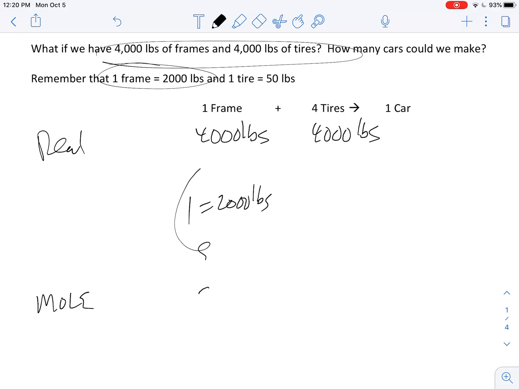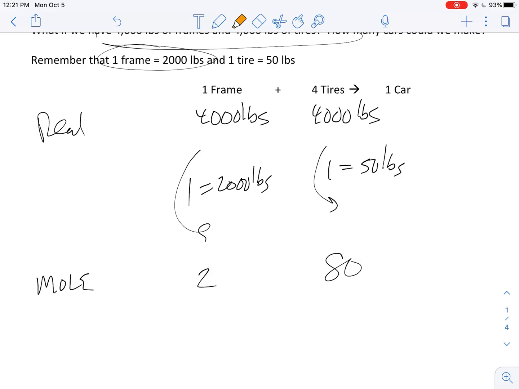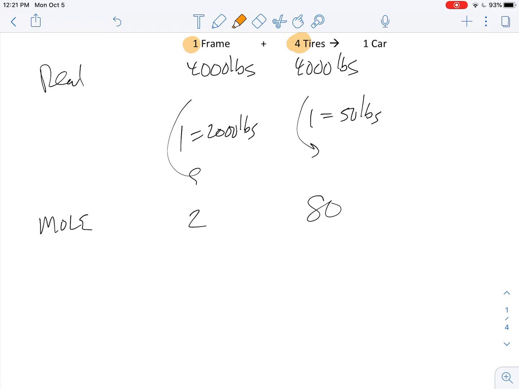So in reality, I only have two frames. And each tire is only 50 pounds, so if I have 4,000 pounds at 50 pounds per tire, I have 80 tires. So I have two frames and 80 tires. It's pretty obvious that I don't have the right proportion of things, because I need 4 times as many tires as I have frames, but I have 40 times as many tires as I have frames. So I have way too many tires.